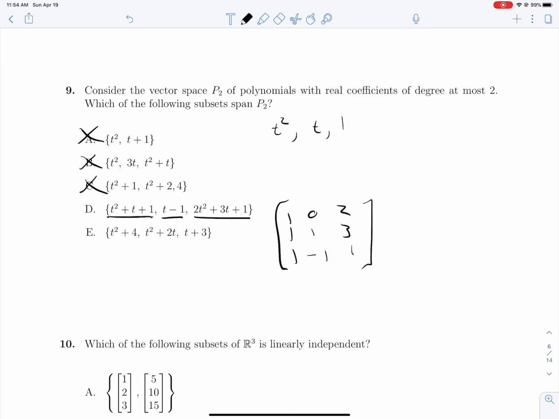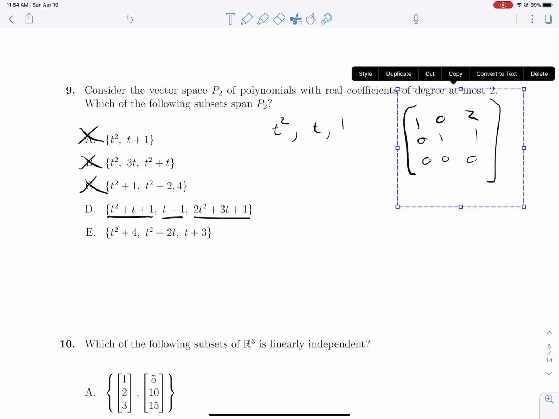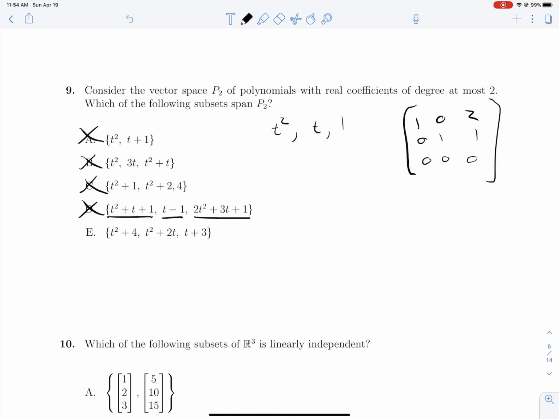So let's do that. Let's subtract row 1 from row 2, 0, 1. Let's add row 2 to row 3, 0, 2. And then already we're seeing that that's no good, because if we subtract row 1 from row 3, we get a row of zeros, which is no good at all. So that means that we only have 2 pivots, and that therefore that does not span P2.